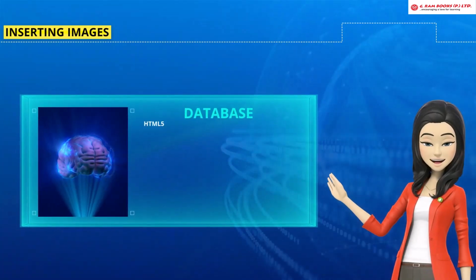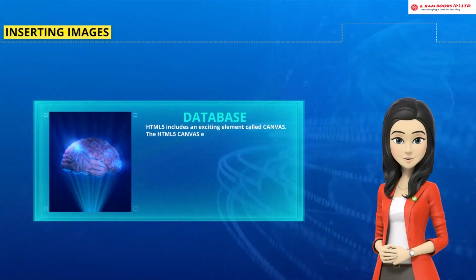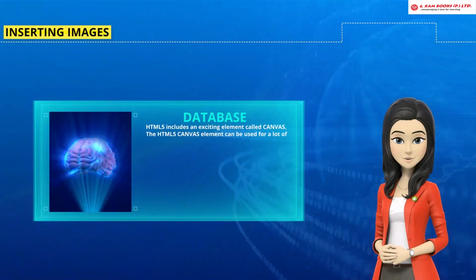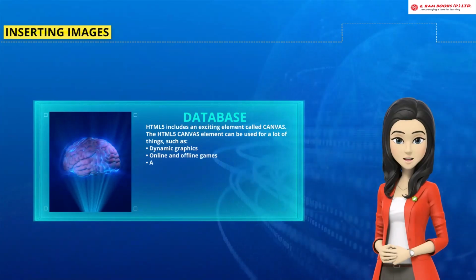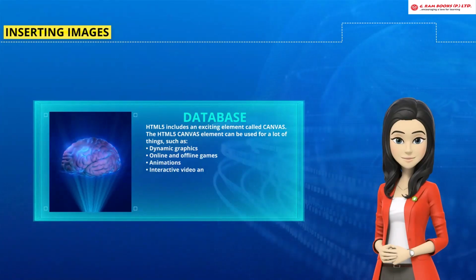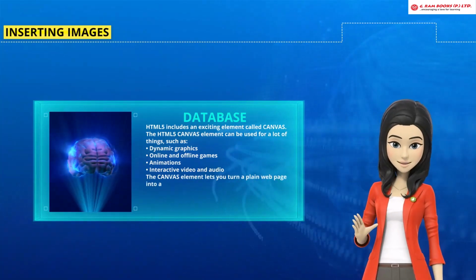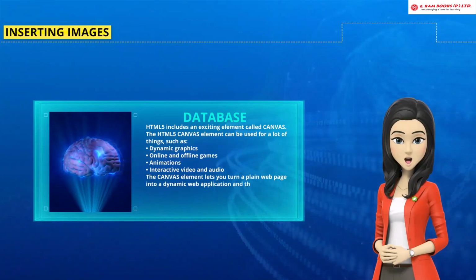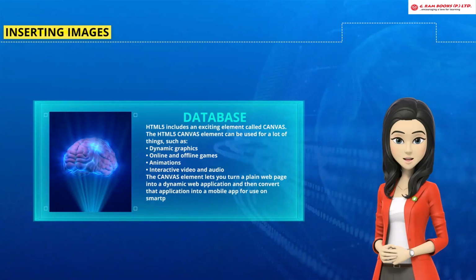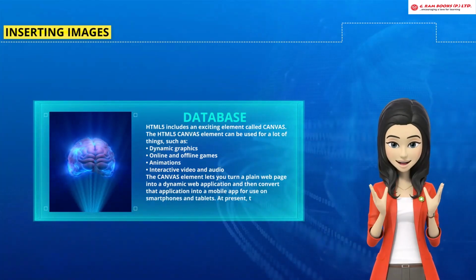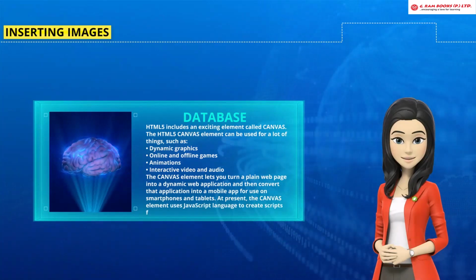Database. HTML includes an exciting element called canvas. The HTML5 canvas element can be used for a lot of things such as dynamic graphics, online and offline games, animations, interactive video and audio. The canvas element lets you turn a plain web page into a dynamic web application and then convert that application into a mobile app for use on smartphones and tablets. At present, the canvas element uses JavaScript language to create scripts for its functioning.